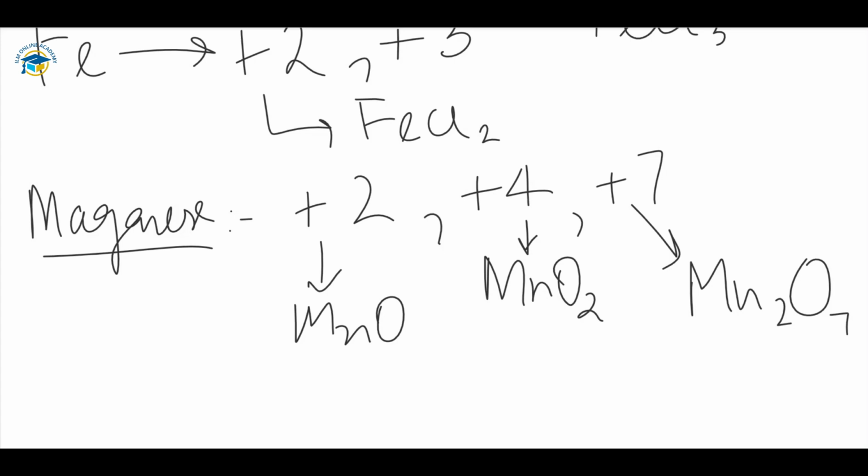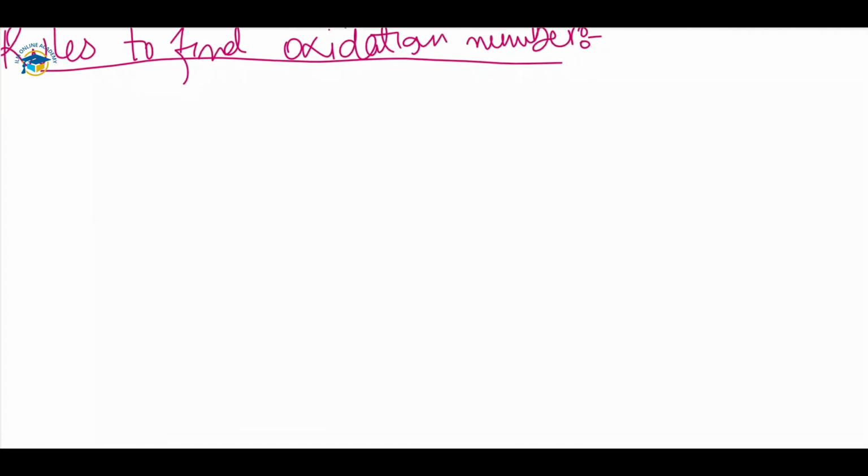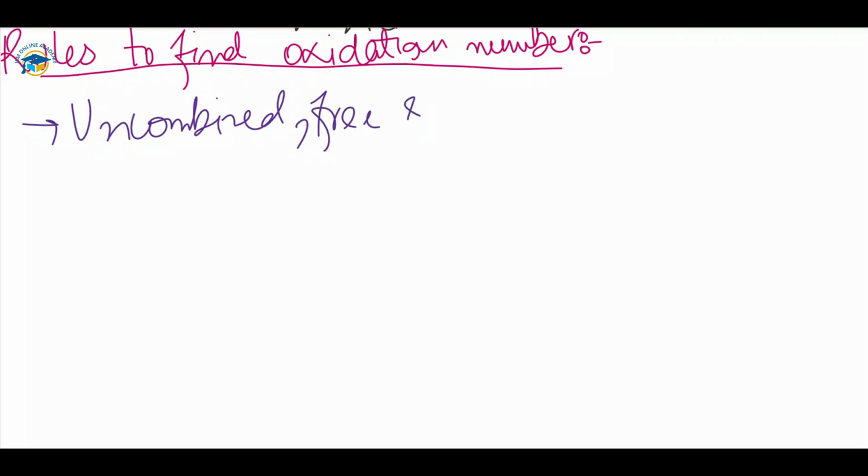So we have some rules related to the oxidation state of the elements. I'm telling you the rules one by one, the rules through which you can identify the oxidation state. So the rules to find the oxidation number. The first one: the oxidation number of the uncombined element, or the element present in its free state, is 0.